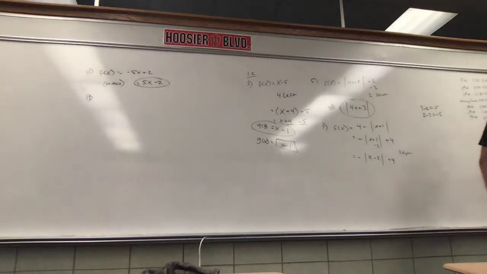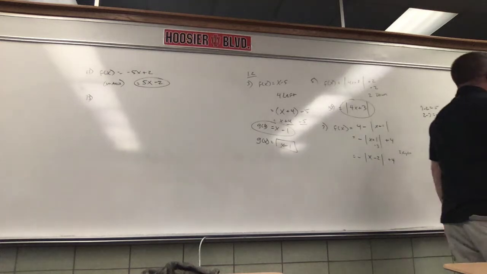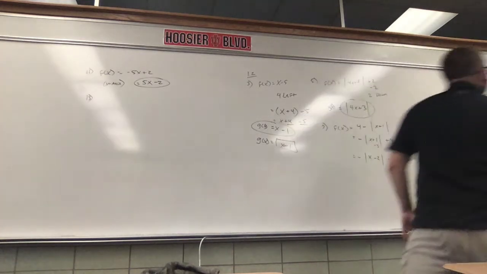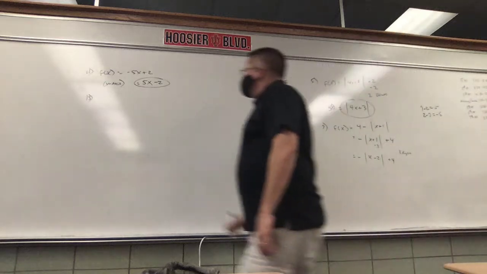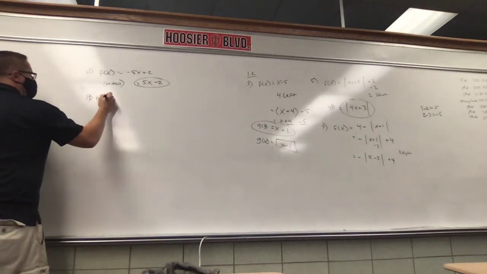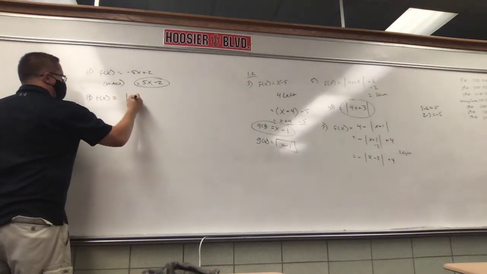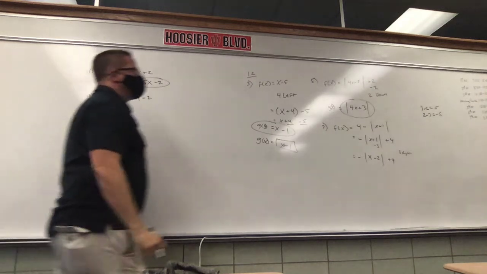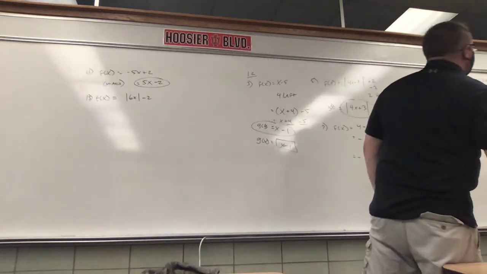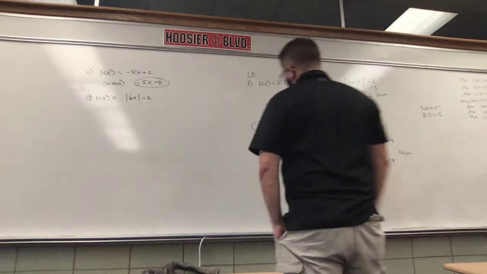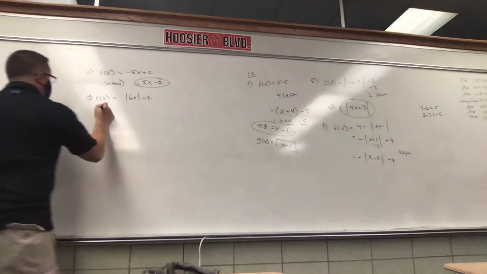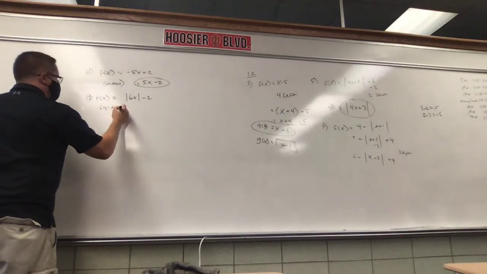Okay, with the y-axis, this is a tricky one. Okay. F of x equals the absolute value of 6x minus 2. And they ask us to reflect it over the y-axis. Okay? Reflect this thing over the y-axis.